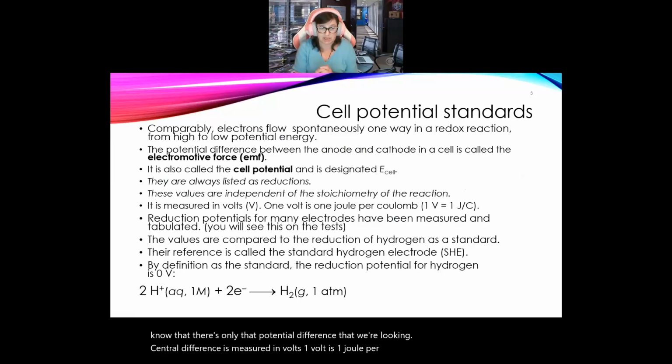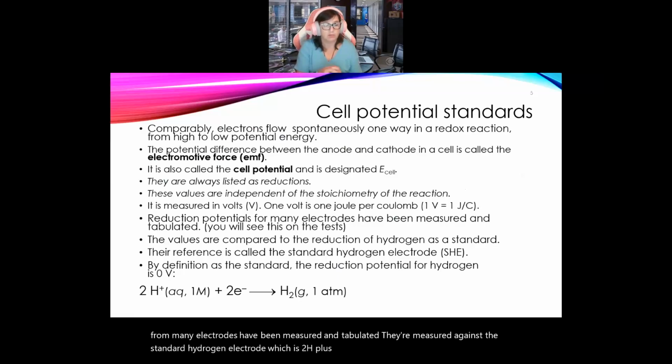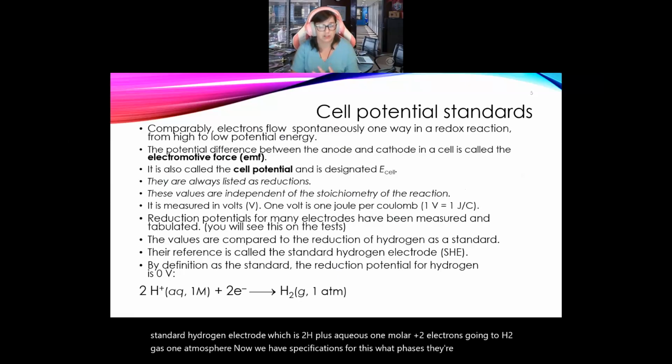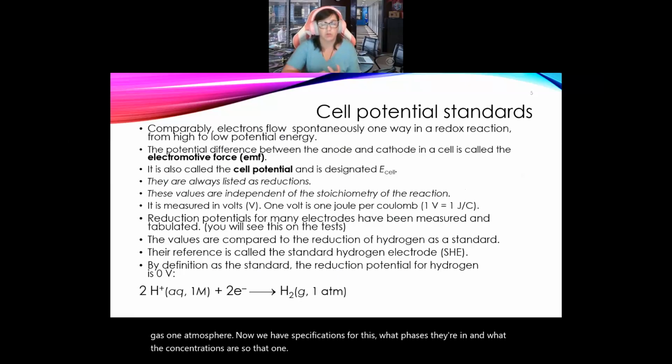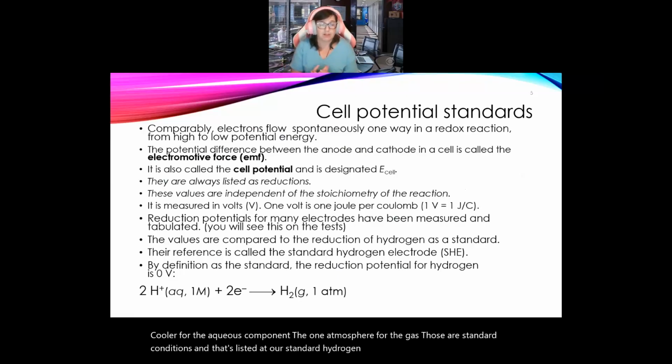Reduction potentials from many electrodes have been measured and tabulated. They're measured against the standard hydrogen electrode, which is 2H+ aqueous, 1 molar, plus 2 electrons going to H2 gas, 1 atmosphere. Now, we have specifications for this, what phases they're in and what the concentrations are. So that 1 molar for the aqueous component, the 1 atmosphere for the gas. Those are standard conditions, and that's listed as our standard hydrogen electrode, the SHE. Everything is measured against that. Okay, so that's our standard for this.